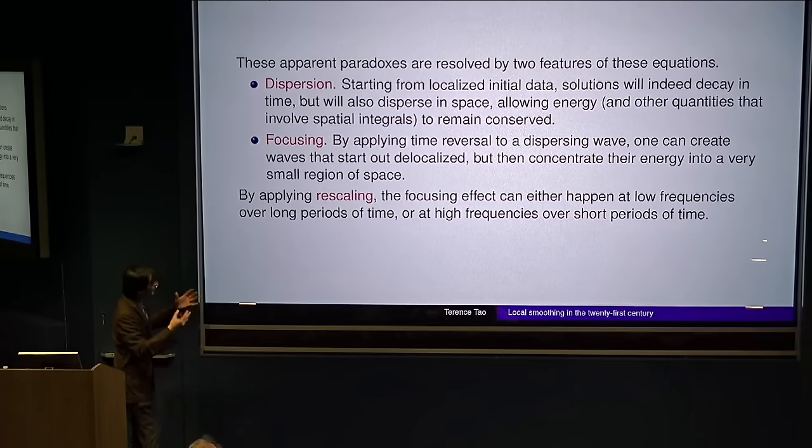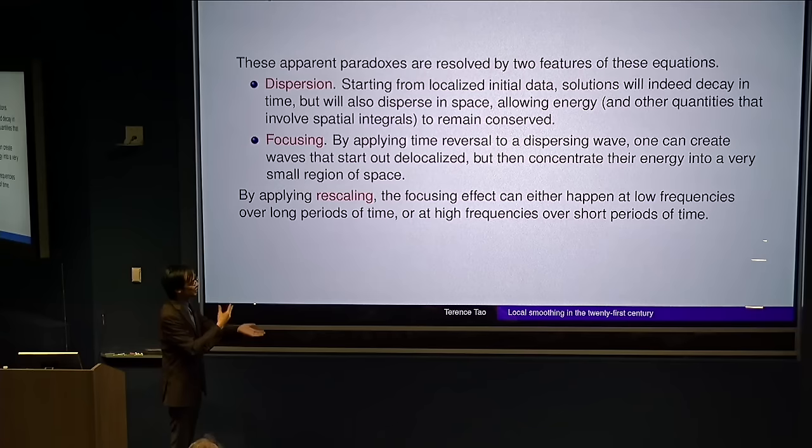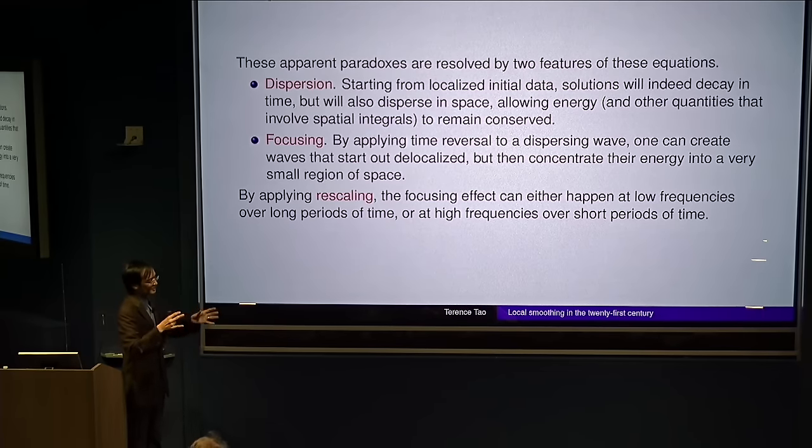So, two sides of the same coin. Every time you have dispersion, you also have focusing. It is possible for a dispersed wave to focus all the energy at one point. So in all these cases, energy is conserved. Sometimes the energy is focused at one point with high amplitude, or it's spread out with low amplitude. So the energy is always the same, but there's a trade-off between amplitude and dispersion. And the question is exactly what type of trade-offs are possible.